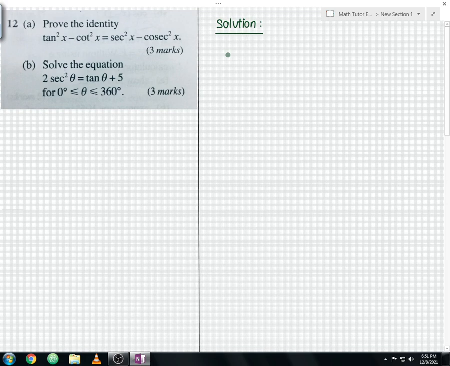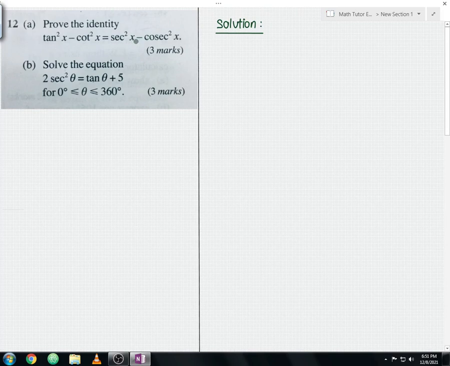Let us start to solve the question part A. For the question part A, we need to prove that the left-hand side is equal to the right-hand side. In this case, tangent square x minus cotangent square x should be equal to secant square x minus cosecant square x. You can actually choose any of the sides to prove. In this case I'm going to choose the left hand side, and this left hand side should be the same as the right hand side.